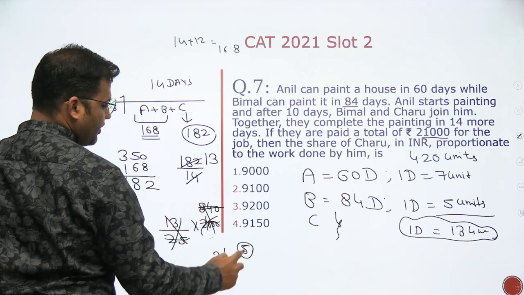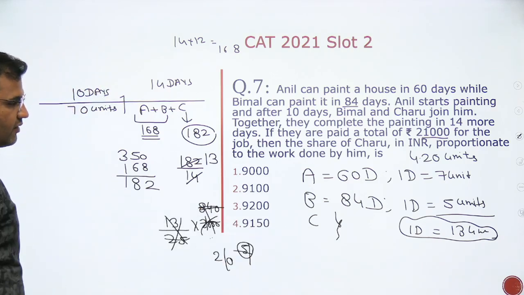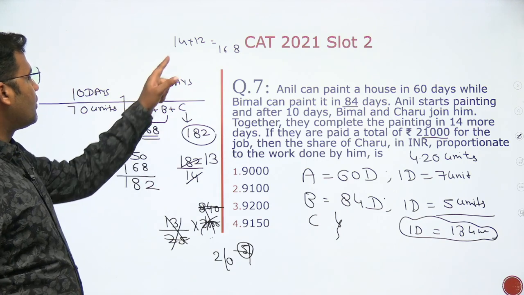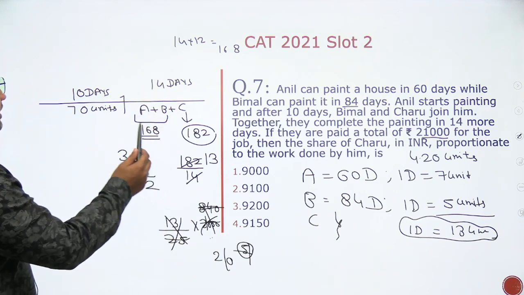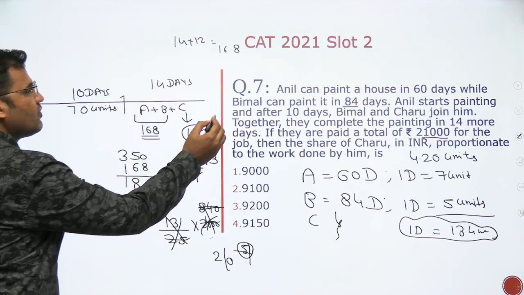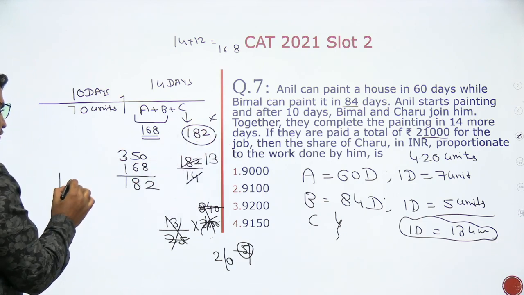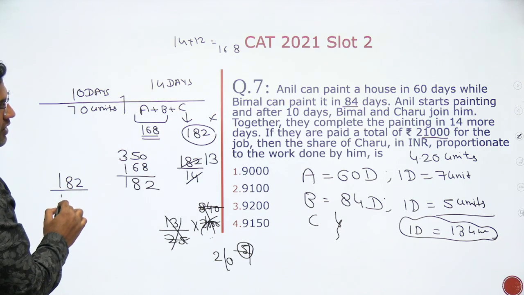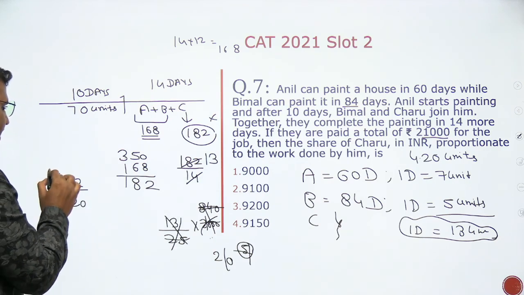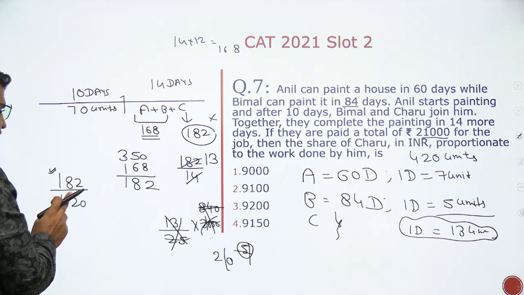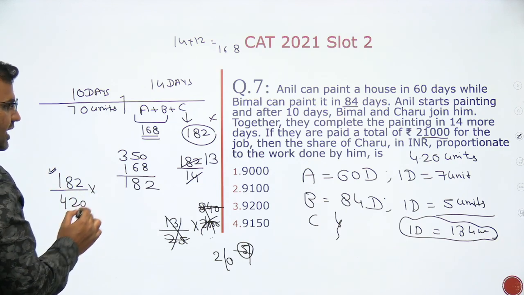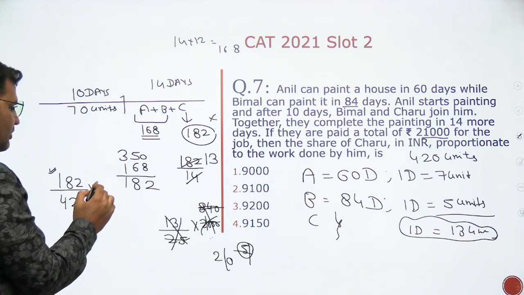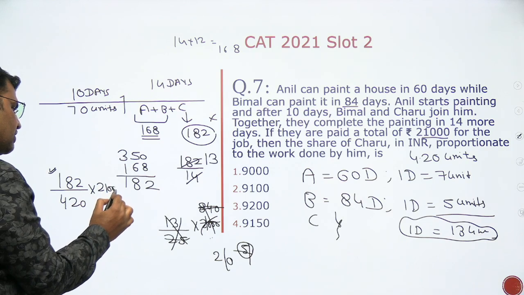We don't need to find out one day work of unit. See that, out of total units, C is doing 182 units, right? So C would be paid for 182 units. Out of total 420 units, C will be paid for 182, right? So this is the ratio in which C will be getting the money. And total money is 21,000 rupees for 420.